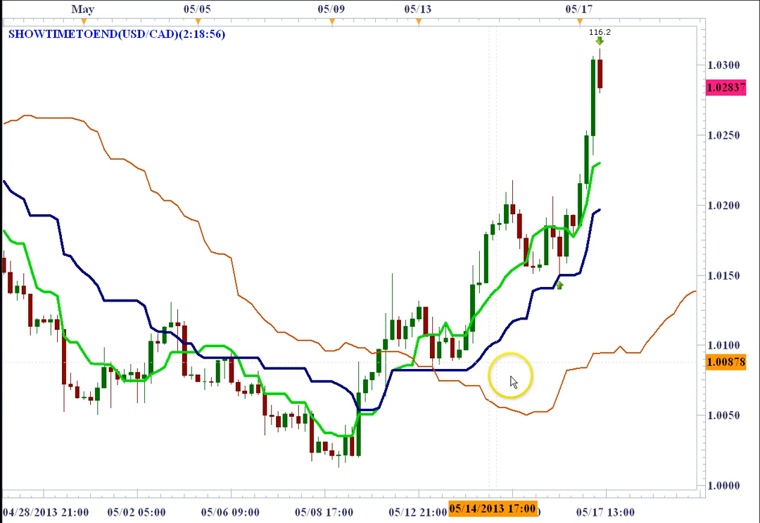Alright, so Senkou Span A right here. And the way that we get the readings and understand what Senkou Span A is all about is basically this. Senkou Span A is taking your Tenkan-sen and your Kijun-sen, dividing it by 2, and then shifting it 26 periods. So it's basically the average of your Tenkan-sen and your Kijun-sen, but 26 periods ahead. So it's the average of these two lines shifted 26 periods ahead.